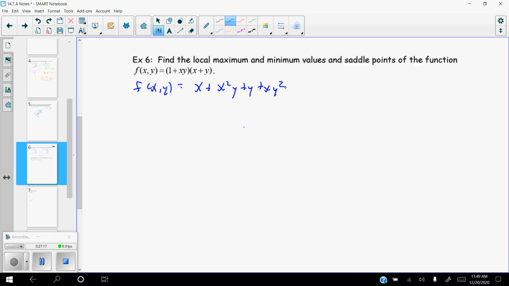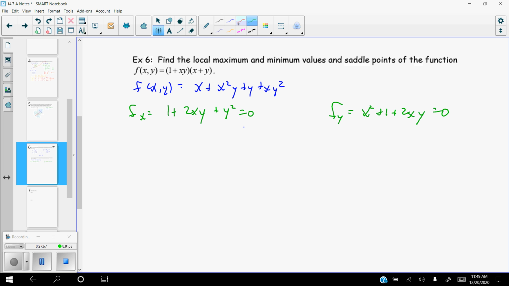Now we can take partials, and this one is not going to be pretty. So f sub x is going to be 1 plus 2xy plus y squared. That'll have to be set equal to 0. And fy is going to be x squared plus 1 plus 2xy, which will also have to be set equal to 0. One way or the other, I got to solve one of these things for either x or for y. I'm just going to go ahead and solve the first one for x. You could easily solve the second one for y. You don't want to solve for either the y squared or the x squared part because it's way too hard.